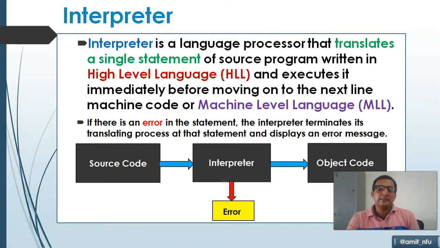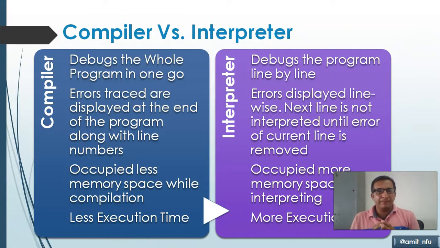Right. An interpreter is a language processor that translates a single statement of the source program at a time. It also converts high level language into low level language. Same thing, but line by line. It reads a line and converts it into machine level language. If there is an error, it reports the error. Until you resolve the error, it won't move to the next line. This is the only difference. So if we differentiate between these two, the compiler debugs the whole program in one go, whereas the interpreter debugs or translates the program line by line.